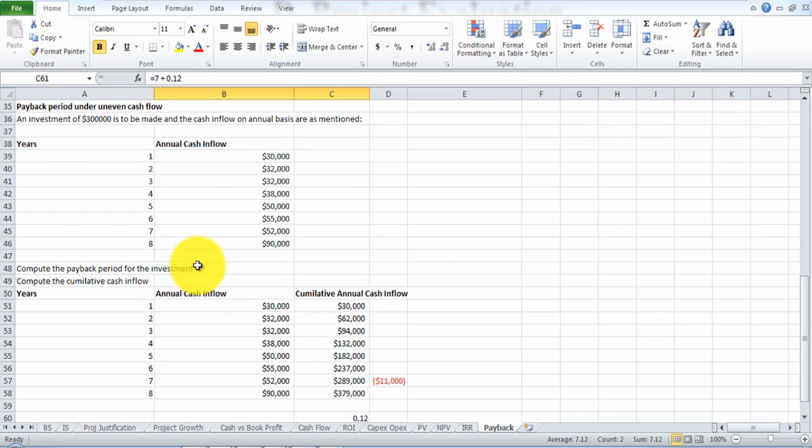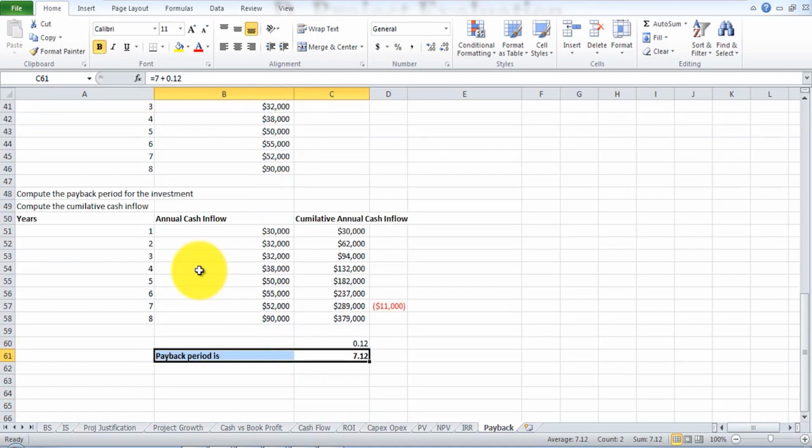This is all with regard to payback period, guys. I hope you had a good understanding of the payback period. As simple as it can get, as easy as it can be, once you have understood the principles of its application, right? I'll see you in the next session where we're going to study the discounted cash flow analysis.